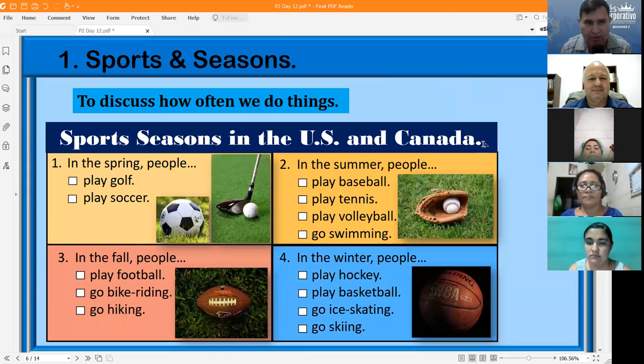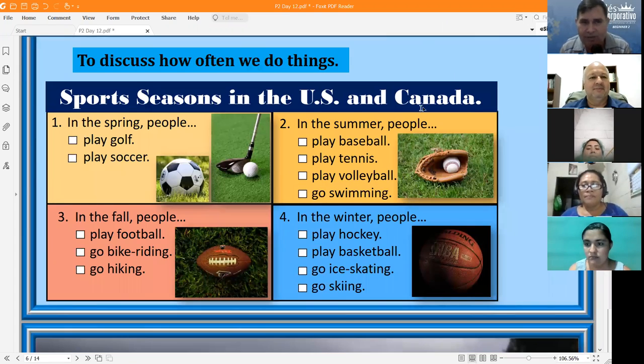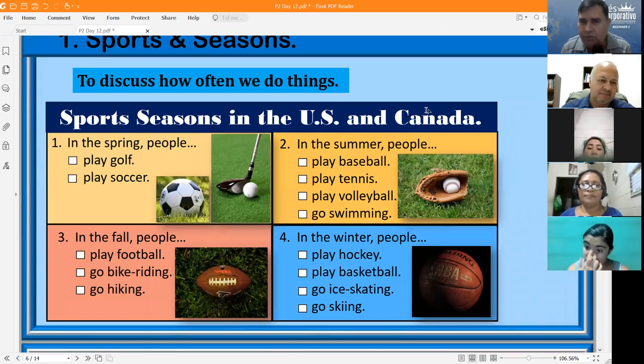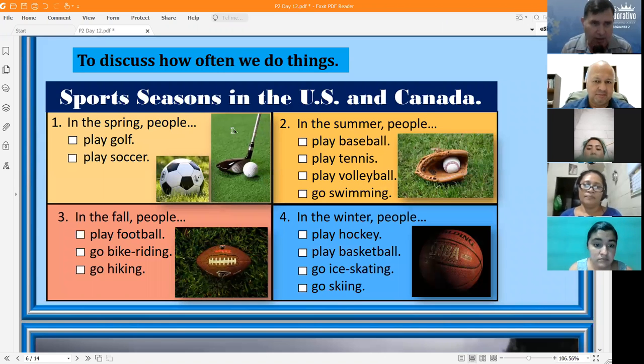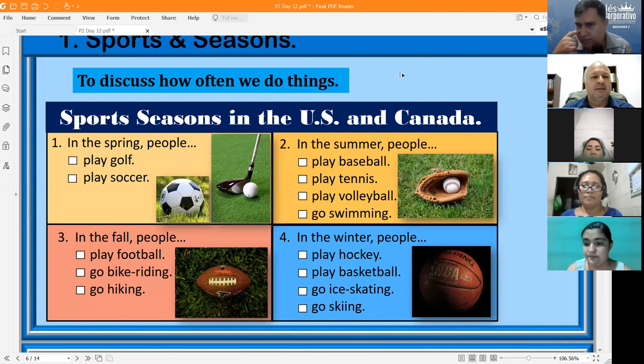Sports and seasons. The purpose is to discuss how often we do some things, okay? Sports seasons in the US and Canada. Okay, we have spring. Spring is a season of the year. What happens in the spring? Does it snow in spring? In spring, there are flowers. Excellent. In spring, there are flowers. And what else?